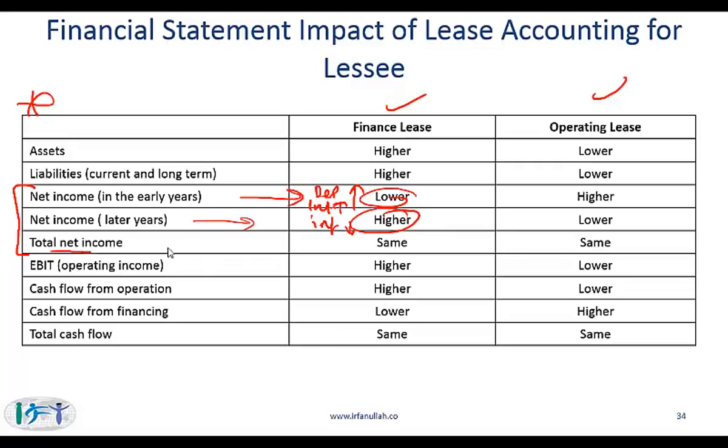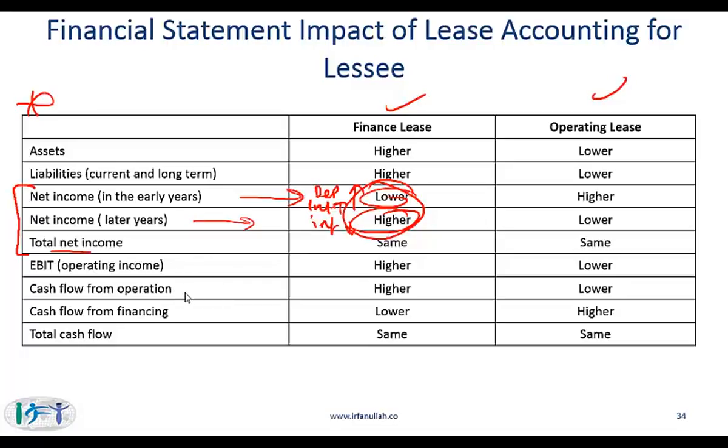When we say total net income, this means over the life of the lease. So these two balance out, the lower and higher balance out, and if you have a 5-year lease, then over the 5 years, the impact on net income will be the same. Obviously, this is ignoring time value of money. This is purely from an undiscounted cash flow perspective. The rest is fairly straightforward.